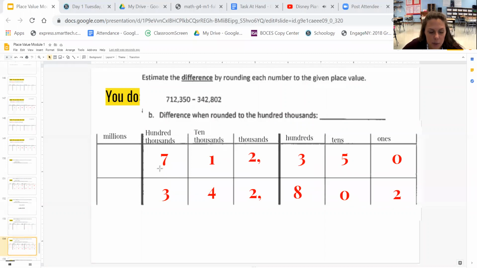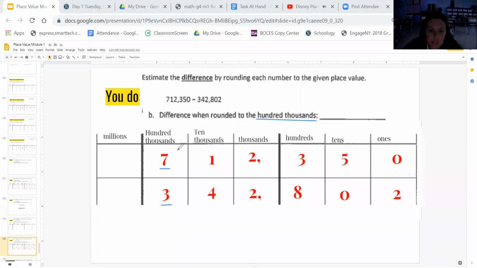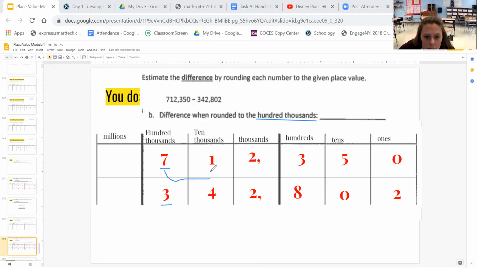So let's go over this real quick. You rounded to the nearest 100,000. I'm going to do the first number first. I'm going to look to my right and I'm going to say my riddle. 0 to 4, stay on the floor. I'm definitely staying on the floor. So this number is going to stay the same. All the rest become zeros because we're trying to make it into a friendly number. So 700,000.